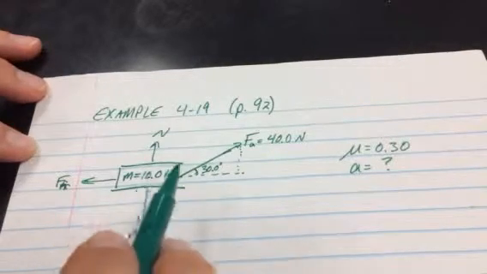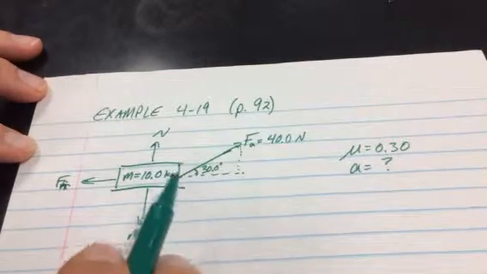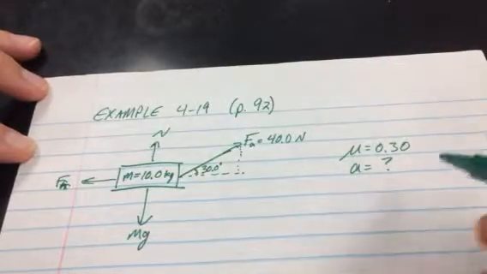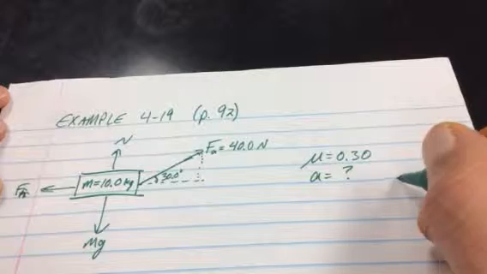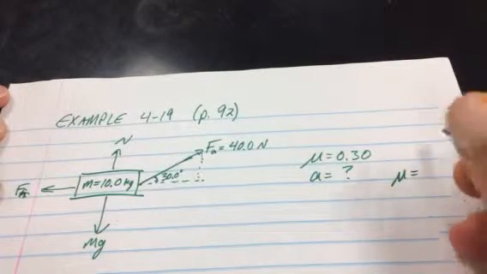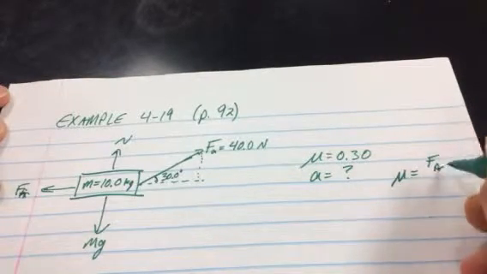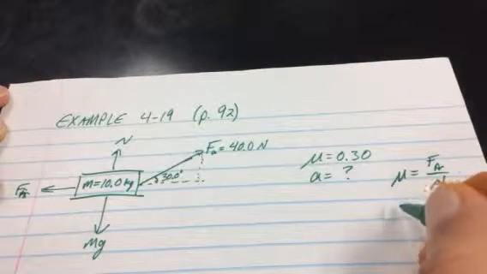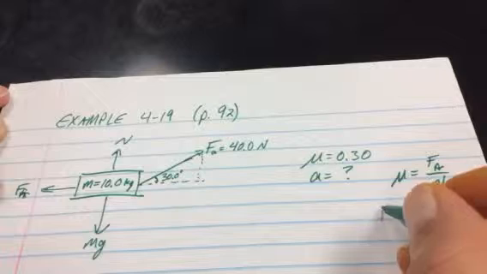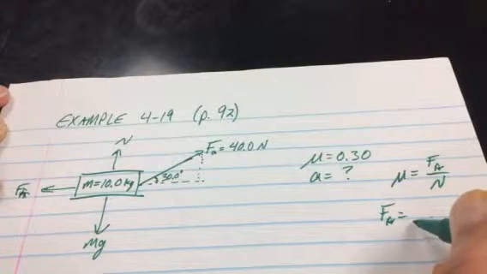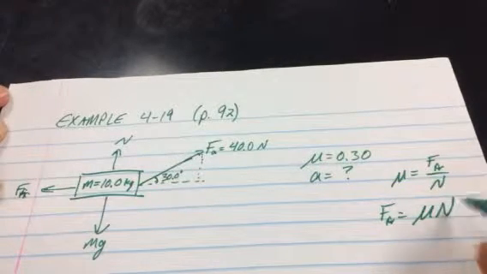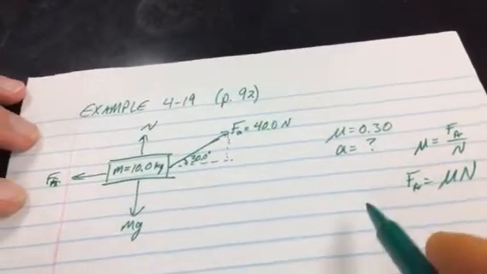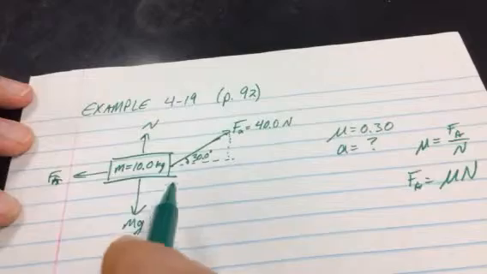Got my free body diagram with the four forces involved. I've also listed my coefficient of friction, which basically is a ratio. It's the ratio of the friction force to the normal force. This will be important later, but if you rearrange that, then you get friction is equal to the coefficient times the normal force. So, as always, we'll go through our steps.